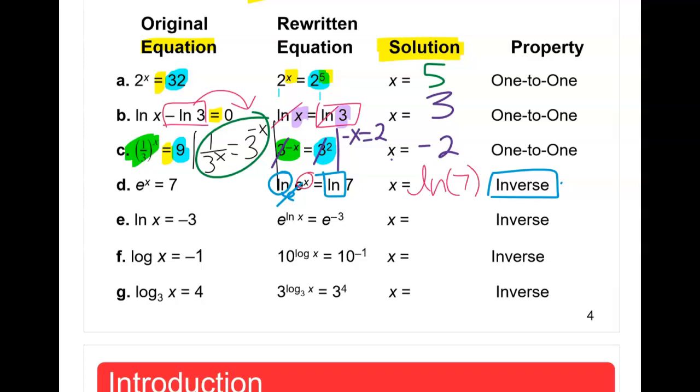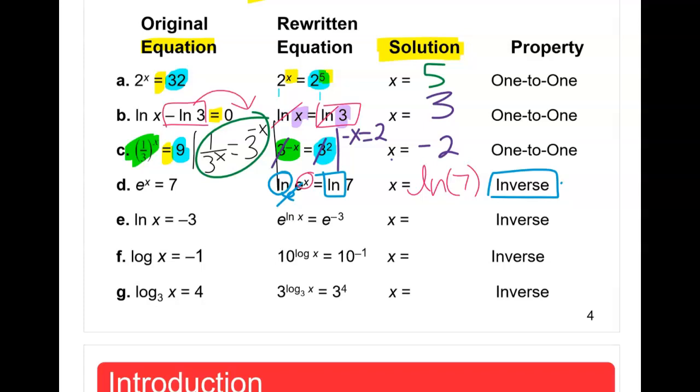Now, if the question on WebAssign is asking you to enter your answer in exact form, it will be that, ln 7. However, if they want a decimal approximation, then you enter that on your calculator and then you round accordingly. So make sure you do pay attention to those little details.